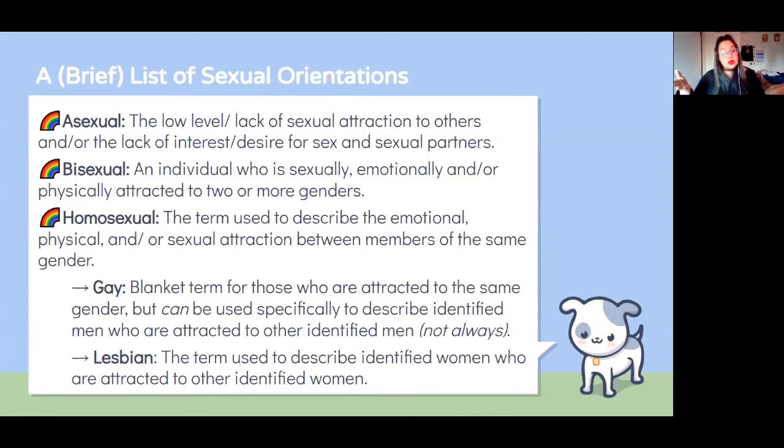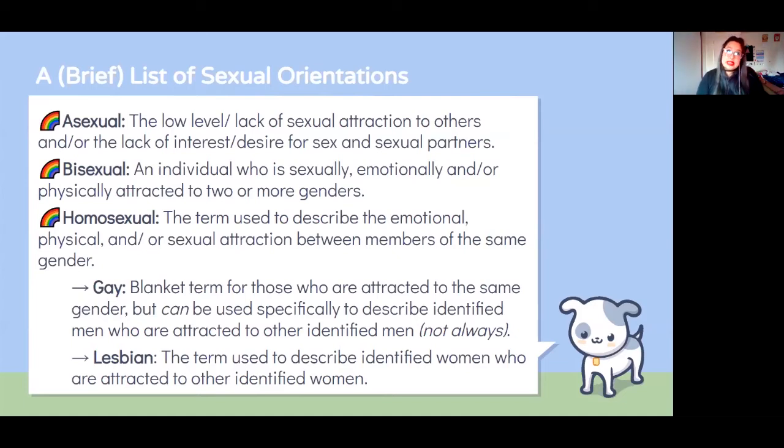First, we have asexual, which is the low level or lack of sexual attraction to others. And I'll sort of be skimming through these definitions and going with a more simplified definition for y'all. So if you'd like, you can pause the video and read the more wordy and more sophisticated definitions, but I'll just be explaining them in my terms.